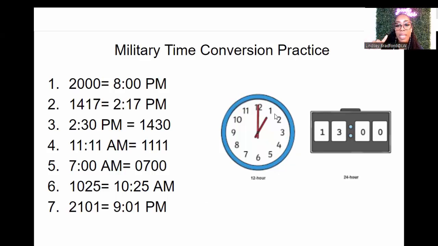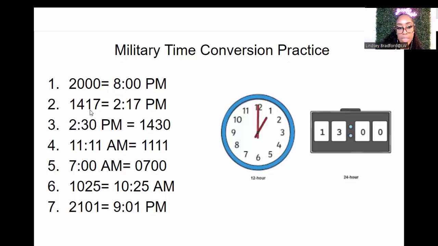So on this clock, it doesn't really give you the military conversion. So you just got to think about it in your mind. So you know that 1 o'clock is 1300, 1400, 1500, 1600, 17, 18, 19, 20. So that means that it's 8 o'clock p.m. Okay.